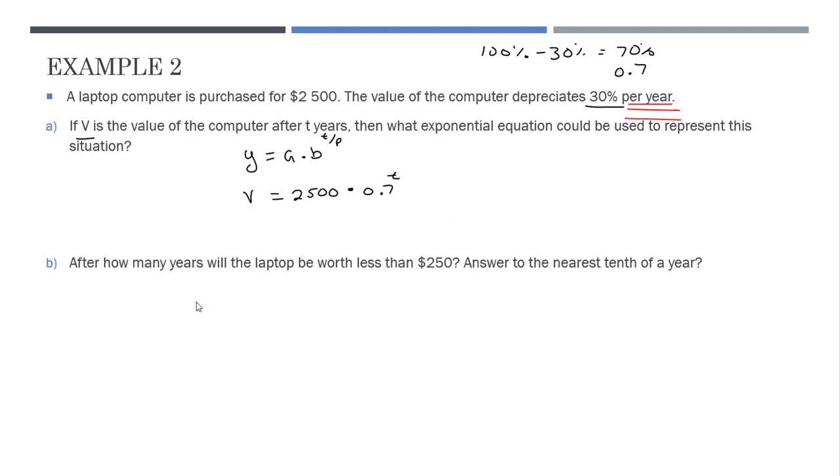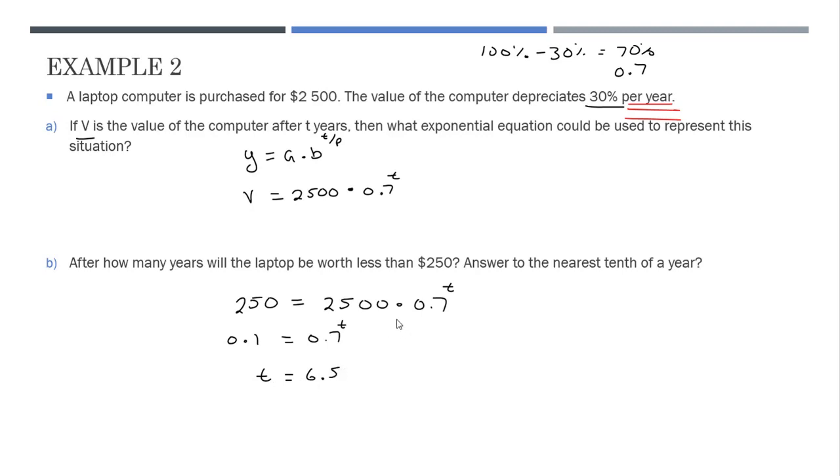All right, B. After how many years will the laptop be worth less than $250? Answer to the nearest tenth of a year. So our value here is V. So we're going to go $250 is that V variable, 2,500 times 0.7 to the power of t. Divide both sides by 2,500 and you get 0.1 equals 0.7 to the power of t. Now you would need a logarithm to solve this. Again, you're going to have to use a graphing calculator for now. And so that tells me that t is equal to 6.5.